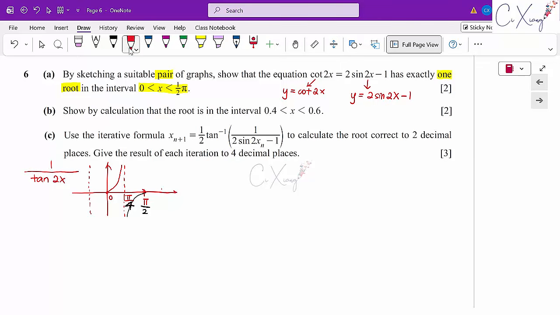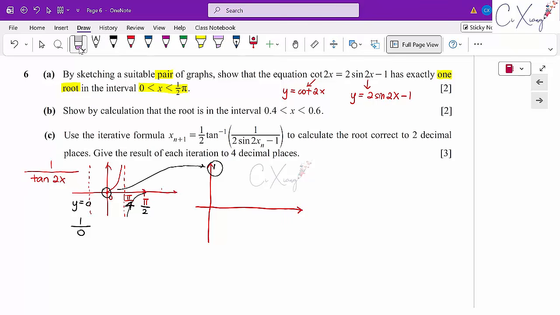How can I sketch 1 over tangent 2x? Basically, you need to have some basic idea of the reciprocal function. How do you sketch the reciprocal function? When your y value equals 0, then 1 divided by 0, you'll get infinity. So as an example, at this point you're having y equals to 0. That means if you take 1 divided by 0, you'll get a very large value, where you should start from infinity. So your graph will be starting from the top. So the 0 will give you this infinity here.